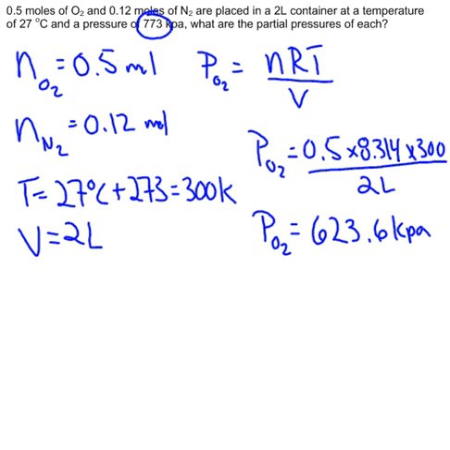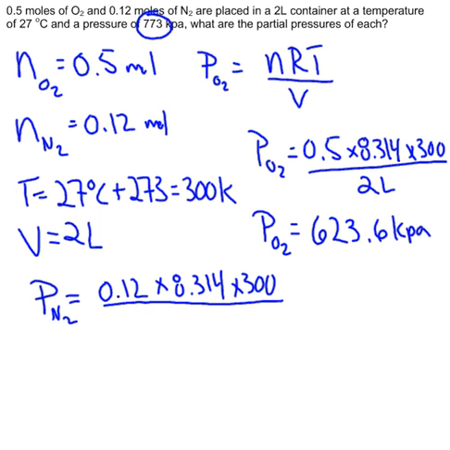So note that the total pressure in this question was given at 773 kilopascals, and that most of that, 623 kilopascals of it, is associated with the oxygen, which is what we would expect by looking at the number of moles of each of the oxygen and the nitrogen. So the leftover pressure then, I'll have to go with the nitrogen, but let's solve it the long way anyway, just to prove that. So we'll put in the numbers for nitrogen, which was 0.12. Everything else remains the same, since it's in the same container, in the same conditions.